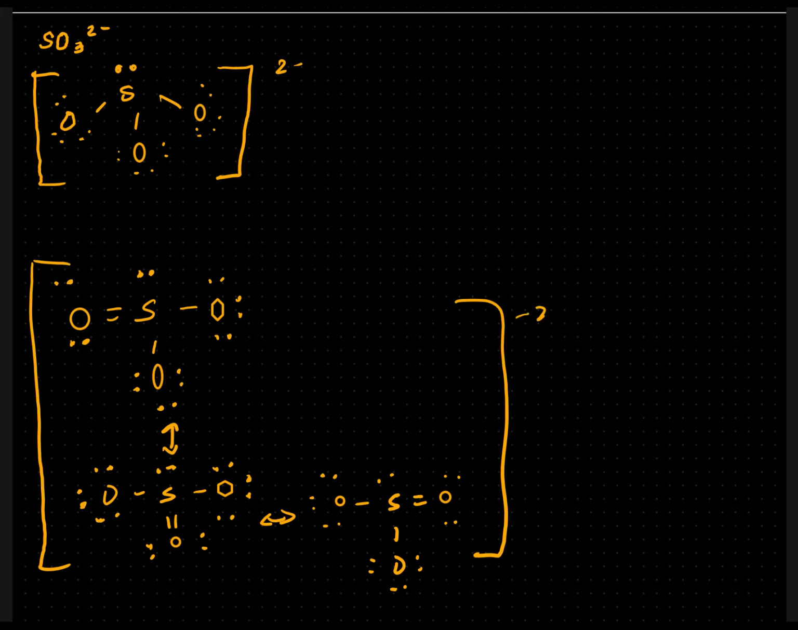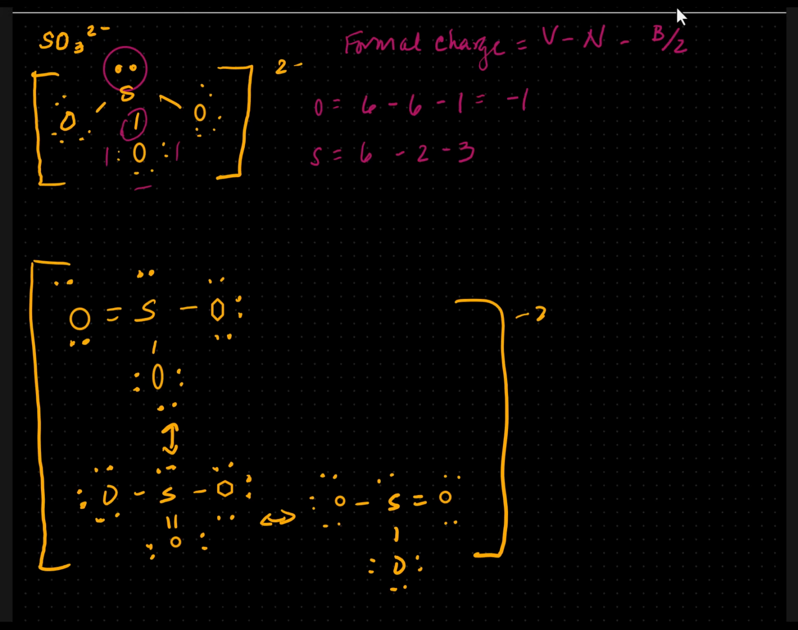The general formula of formal charge: formal charge is equal to the valence electrons minus the non-bonding electrons, or the lone electrons, minus the bonded electrons divided by 2, or you could write this as the number of bonds. If I calculate the oxygen, oxygen has 6 valence electrons minus 6 electrons that are not bonded, and they have 1 bond. So oxygen has a charge of -1, and all the oxygens are the same, so each has a formal charge of -1. Sulfur has 6 valence electrons. It has 2 lone electrons right here, and it has 3 bonds, or 6 electrons divided by 2, which is 3. This is equal to +1.